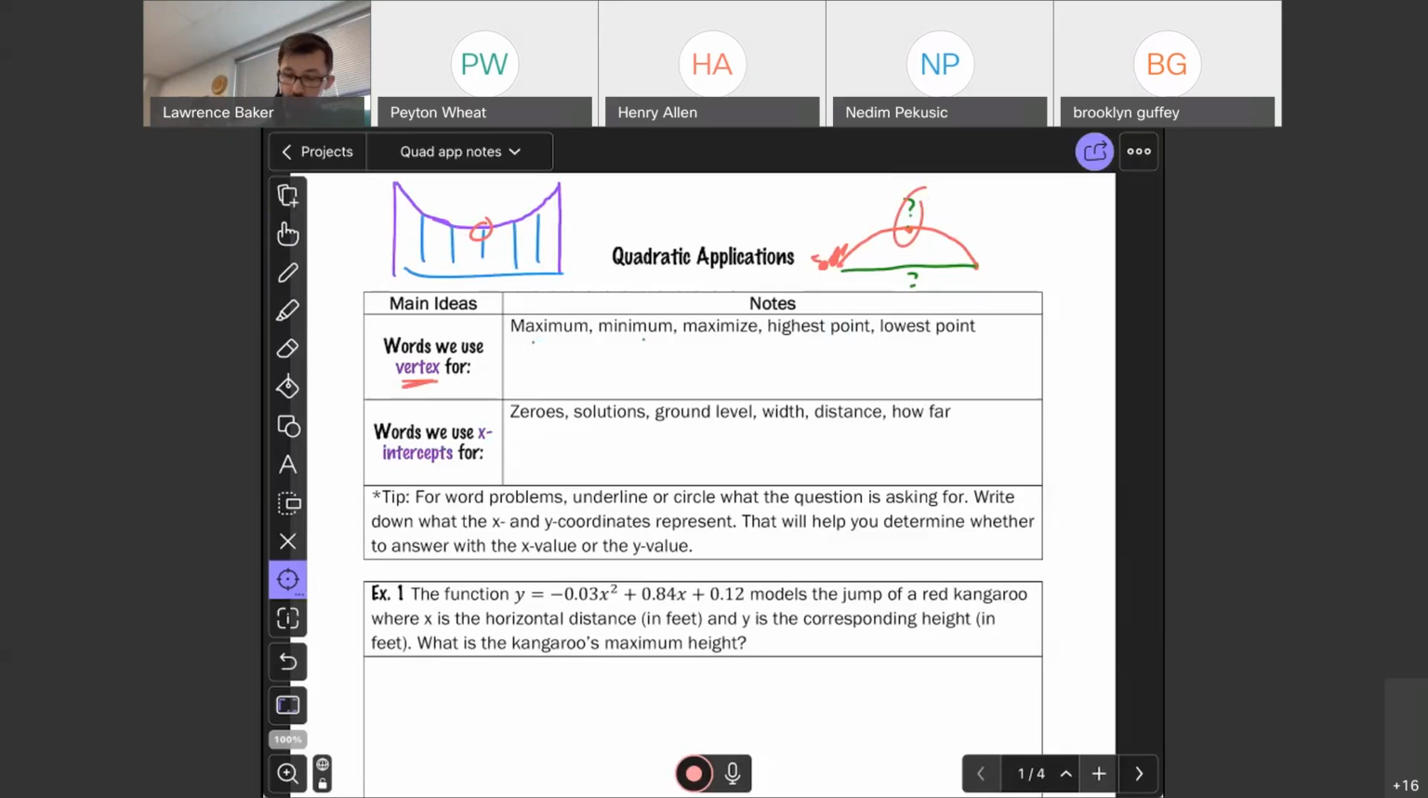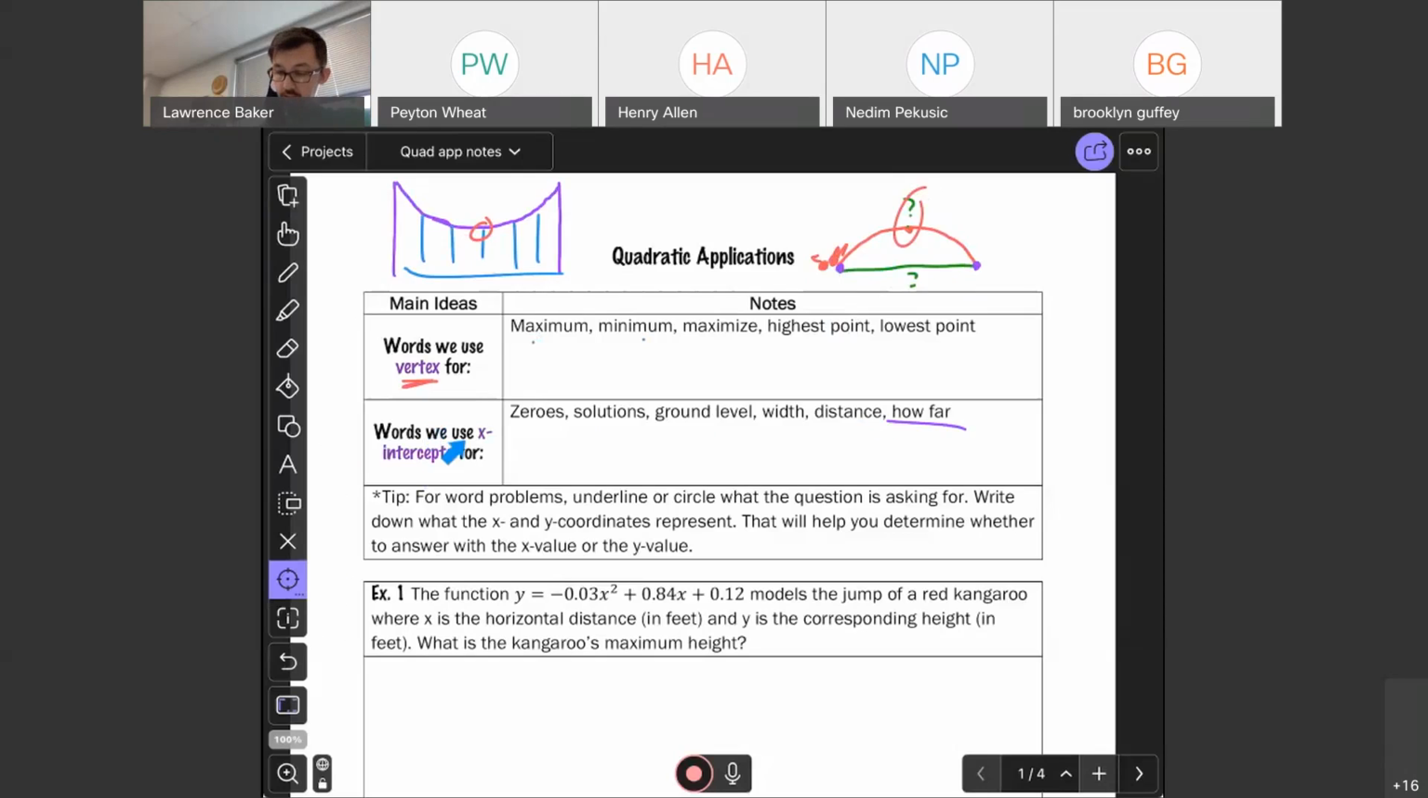Okay. Well, what else could we be interested in? Zeros, solutions, ground level, width, distance, how far, right? How far did the animal jump? Well, if I know where that point is and I know where that point is, then I could say how far apart they are. Then I know how far the animal jumped. If this was my x-axis, then those would be the x-intercepts. So how far the animal jumped corresponds to where the x-intercepts are.